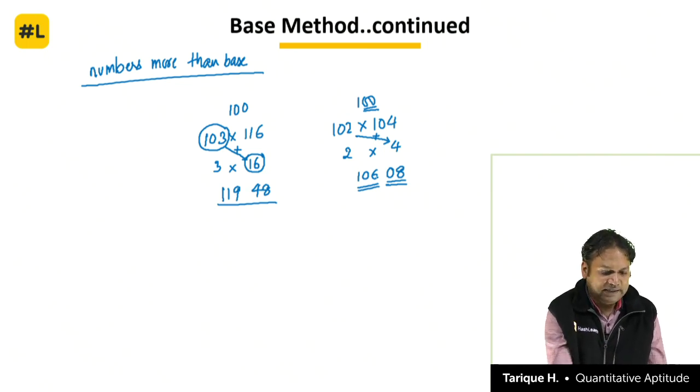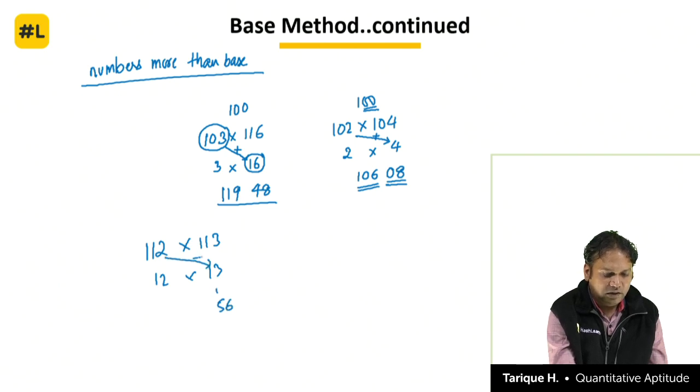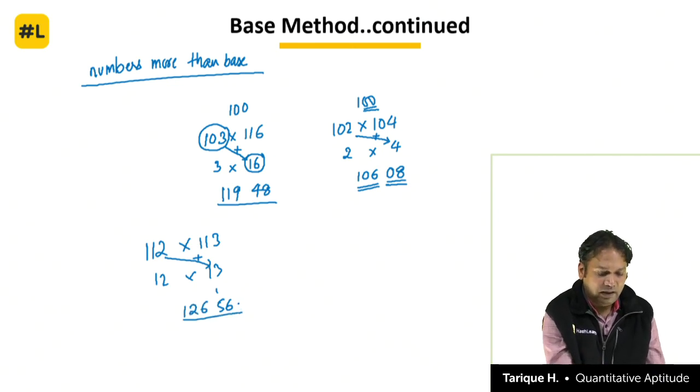Okay. Let's say for example 112 into 113. 12 into 13 is 156, 1 carry. This is 125 plus 1, directly I am doing 126. So what is the answer? 12656. You see 112 plus 13 is 125, and there is a carry which I directly added. I added the carry directly. Do it a little slowly for you. (12 into 13).